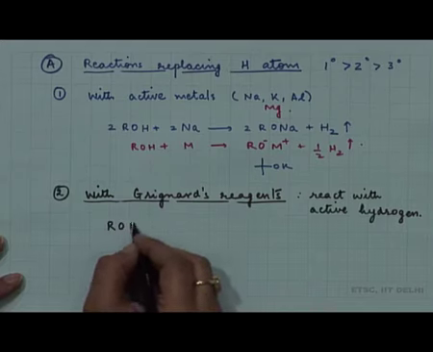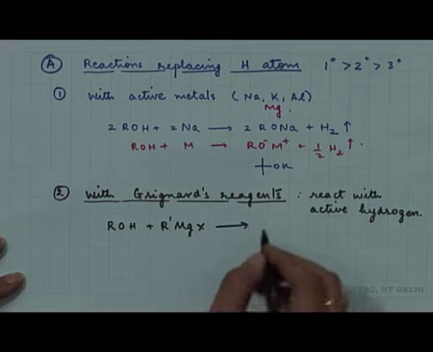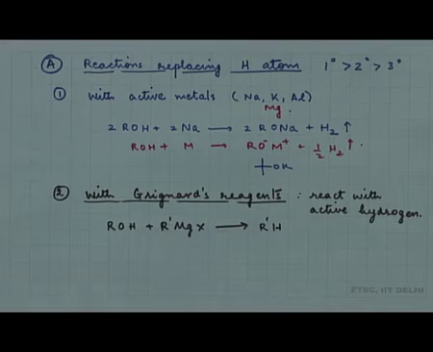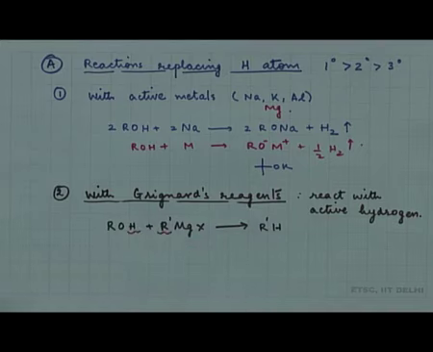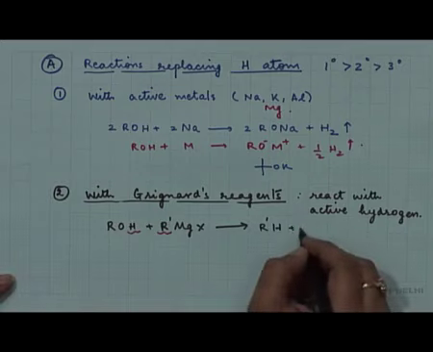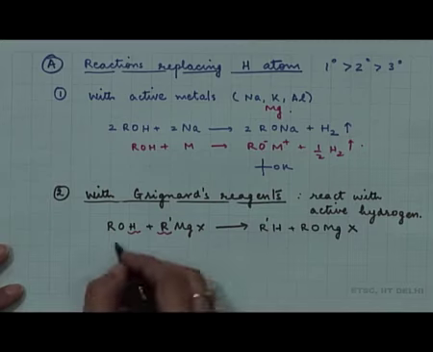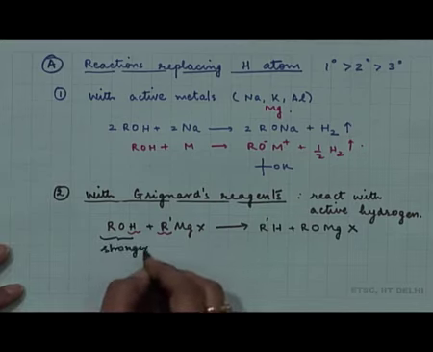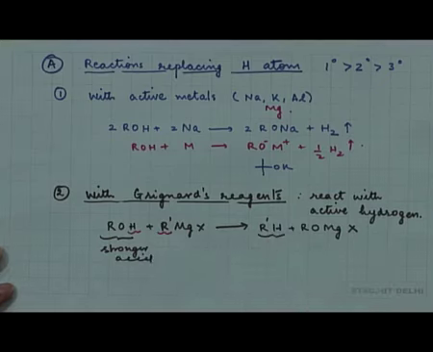So, when the alcohol reacts with Grignard's reagent, it picks up this hydrogen. This hydrogen is picked up by the alkyl part of the Grignard's reagent, and what you get is the corresponding alkane and ROMgX. Which tells you that this is the stronger acid as compared to this, which is a weaker acid.